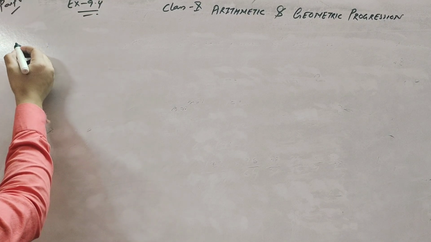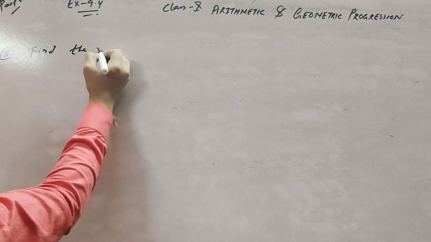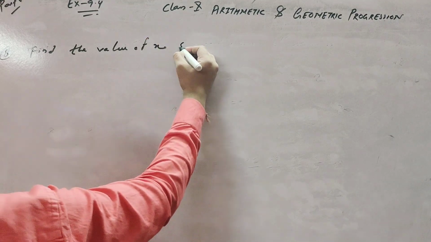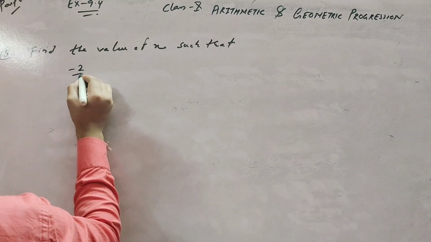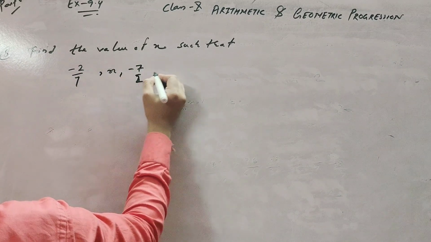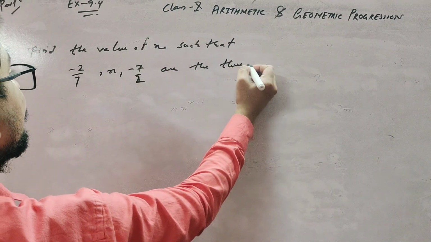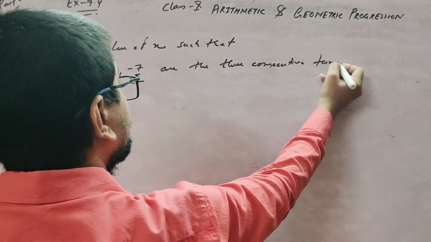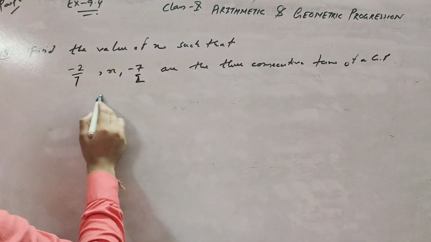Okay, question number 8. Find the value of x such that -2/7, x, -7/2 are three consecutive terms of a GP. These three terms are in GP.